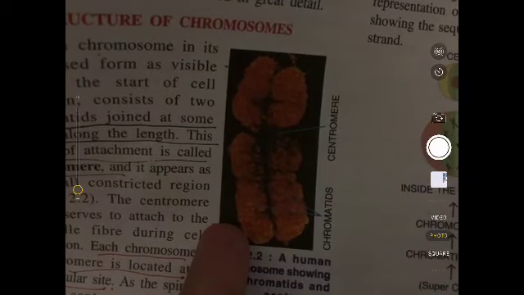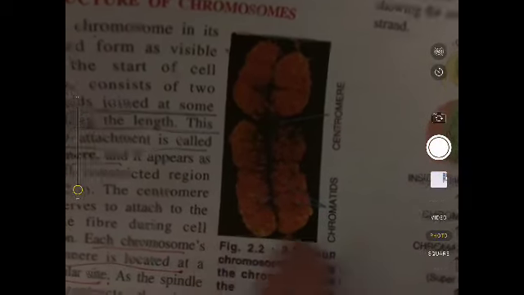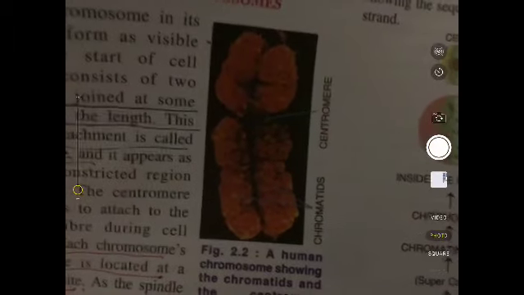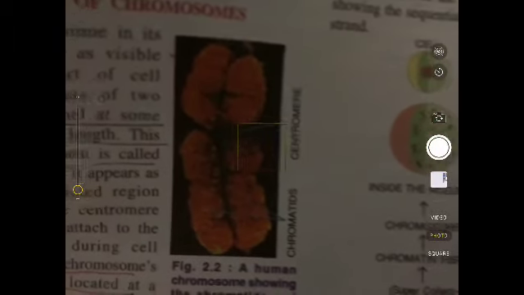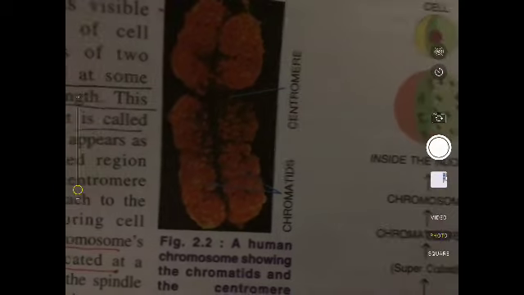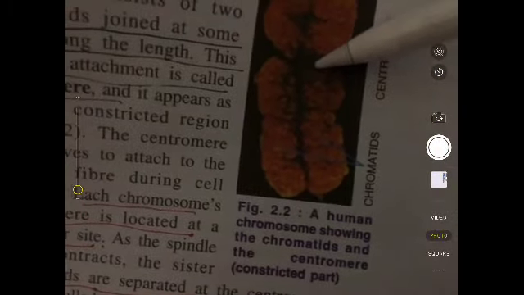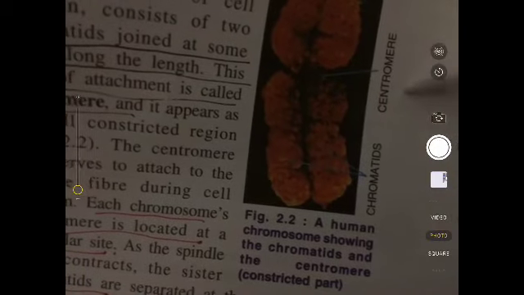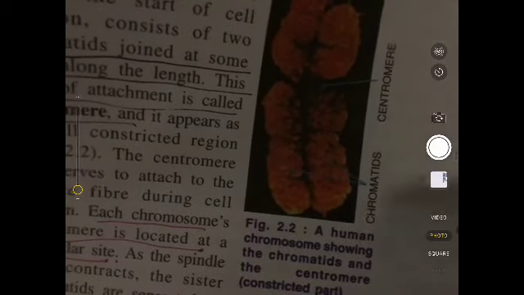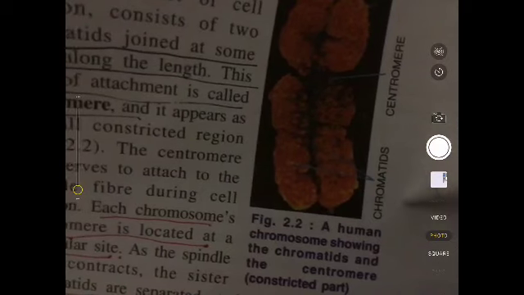You can see the center part, a constriction is there in the center. You can see here this constriction. This constriction is called the centromere, and then the two arms are called chromatids.